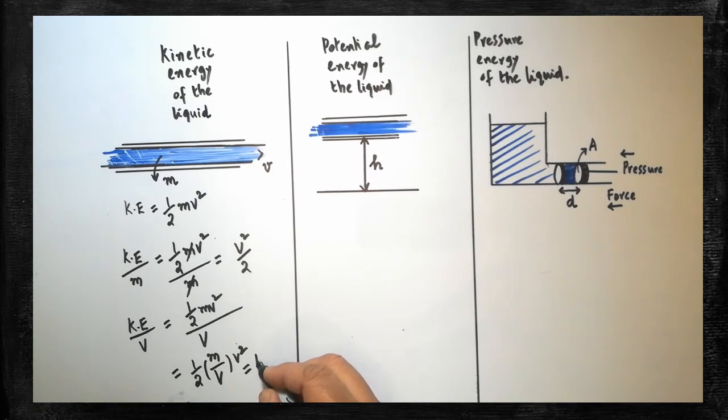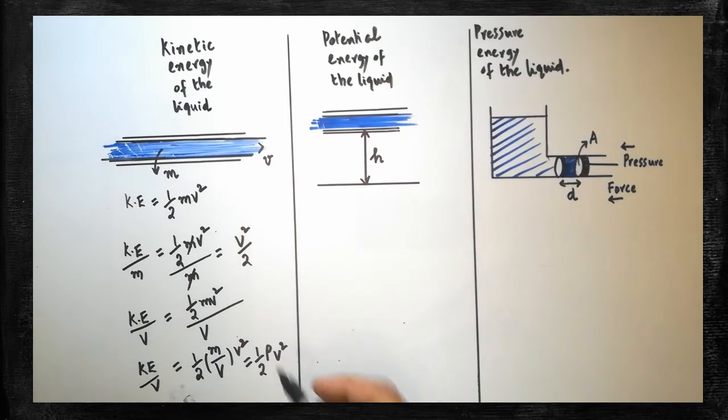In the next step we can write half, mass per volume written as density, whose symbol is rho, times v square. So this is the expression that gives you kinetic energy per unit volume. Understood? So we have calculated the kinetic energy part. Is it clear? Next we are going to learn two more kinds of energies.